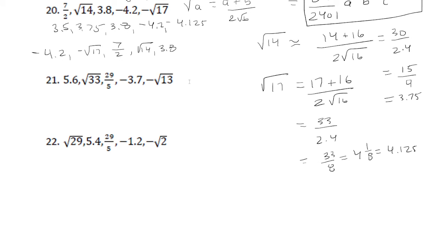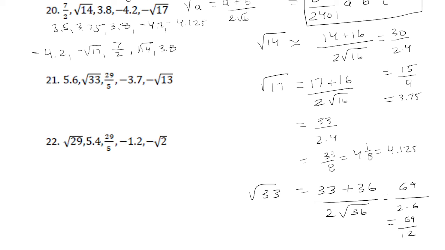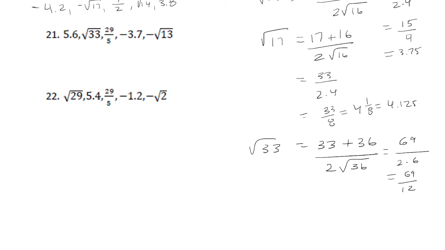Okay, for 21, we want to compute the square root of 33. So that's going to be the number itself, 33, plus the nearest square, 36, over 2 times the square root of 36. This will be 69 over 2 times 6, which is 69 over 12. We know we can rewrite this as 5 and 9/12, which again is 5.75. So right now we have 5.6, approximately 5.75. 29 divided by 5 is 5 and 4/5. 4/5 is just 0.8.